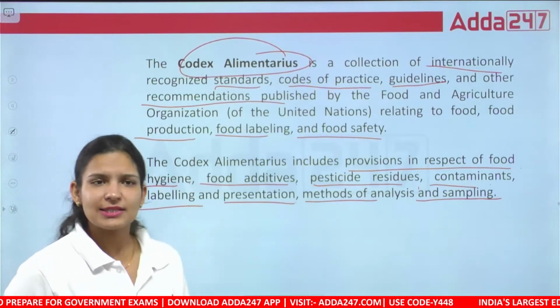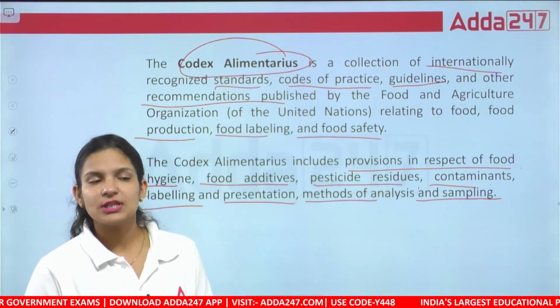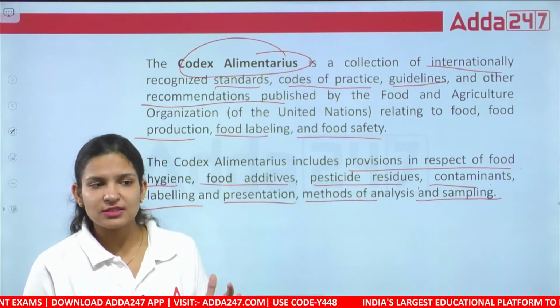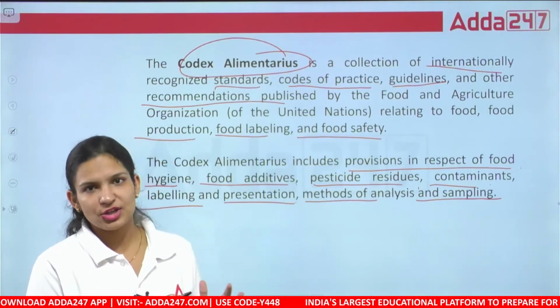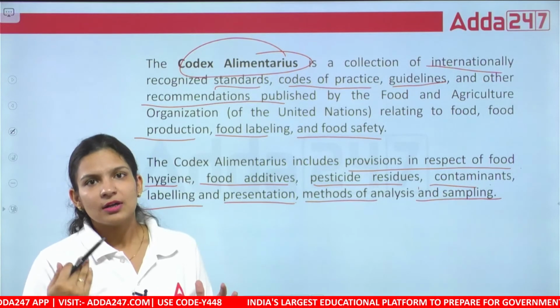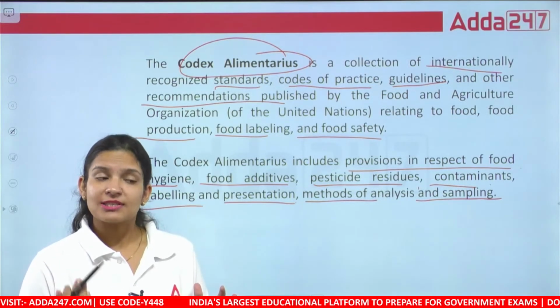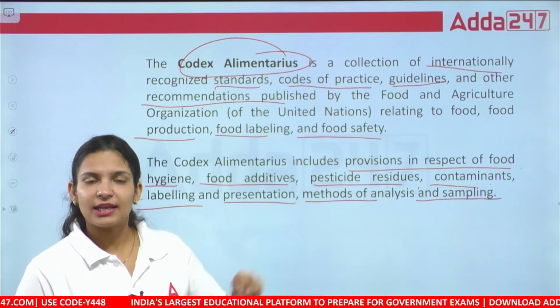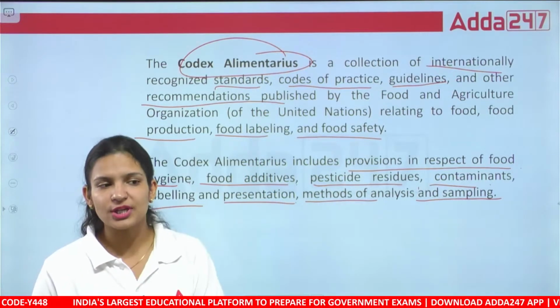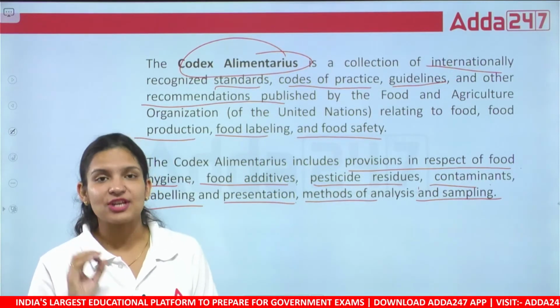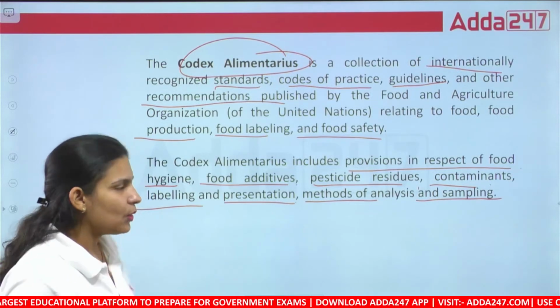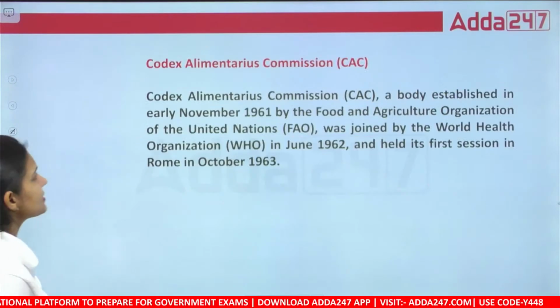Alimentarius, which is an internationally recognized list for the international market for food. So the different standards of food that have to be taken care of are covered by the Codex Alimentarius in international food marketing.